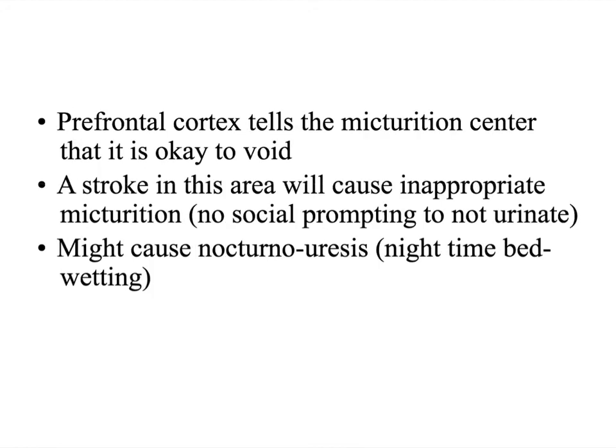So again, the smooth muscle of the detrusor muscle, that's going to be an involuntary reflex, but it's going to be overpowered most of the time by the prefrontal cortex, which is going to tell you when it's socially acceptable to urinate. Somebody who has a stroke in this area might not have the social prompting, so they might have inappropriate urination. You could also end up with nocturnal enuresis, also known as nighttime bedwetting. You'll see that happening in normal children, especially little boys. That is something they typically will outgrow.